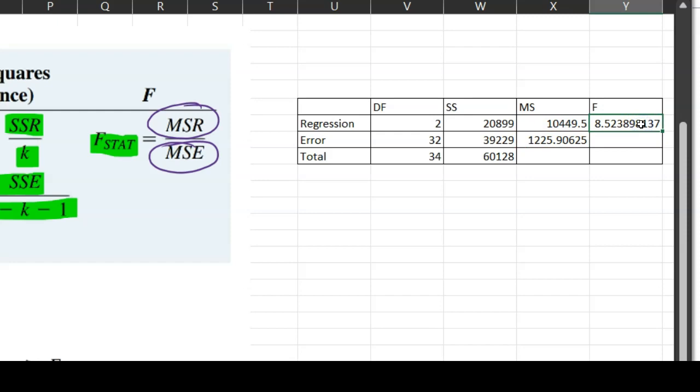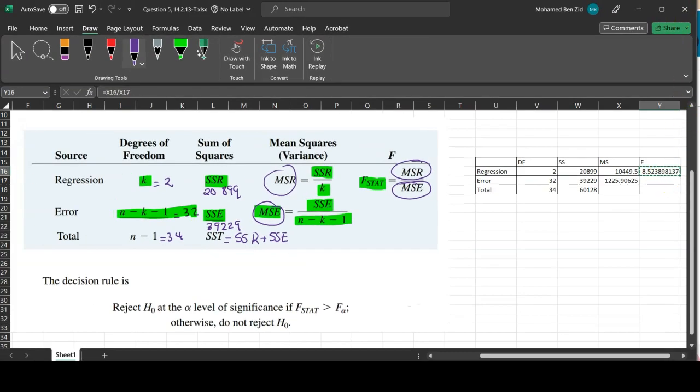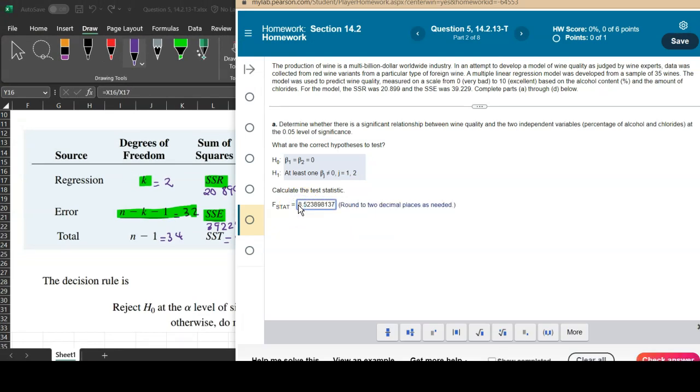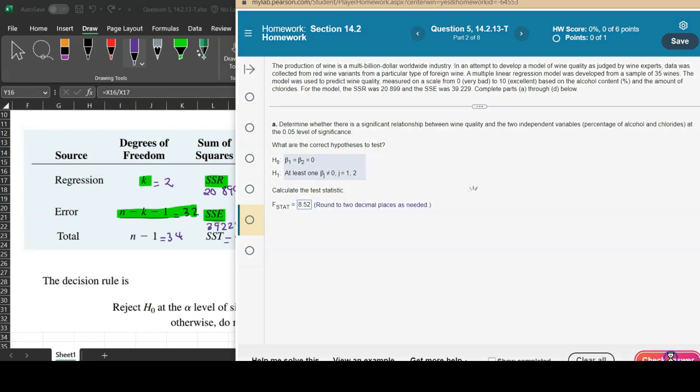So copy it, go back to the problem and paste it. Now they want it rounded to 2 decimal places, so 52.23. Check it. All right, good.